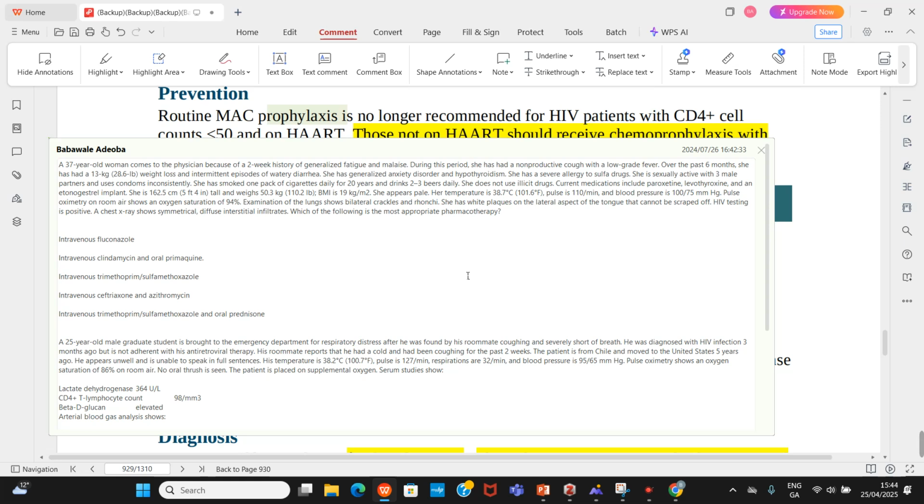Anybody? B. The person has a sulfa allergy. Yeah. So we cannot give D. We cannot give E rather, to this patient. That's very correct.